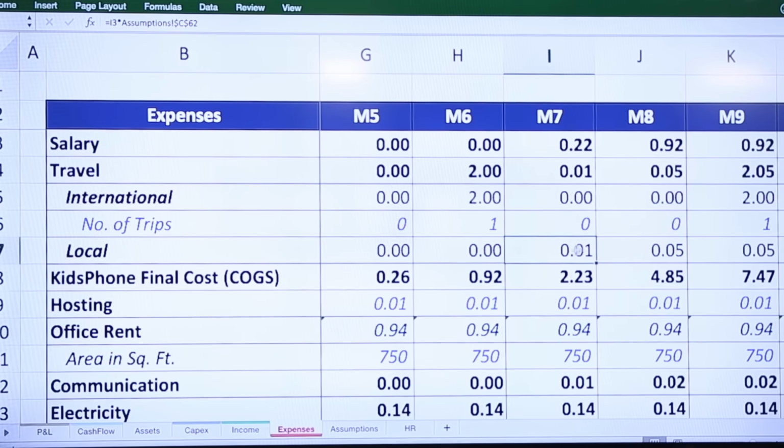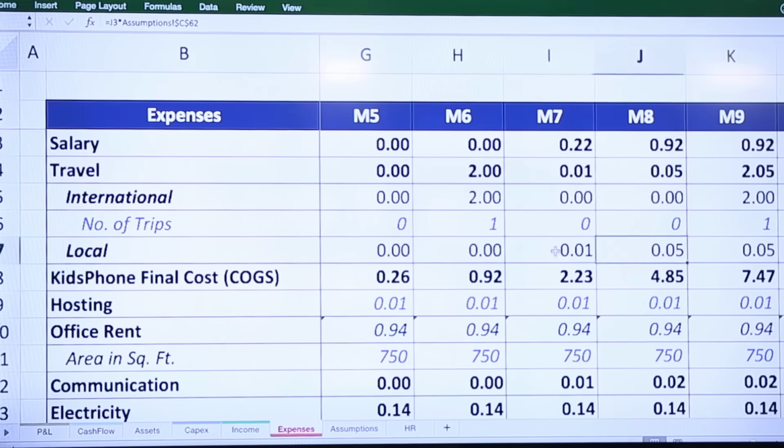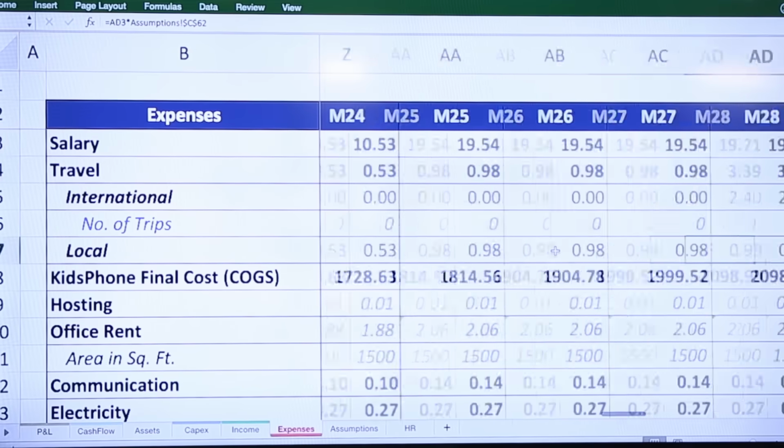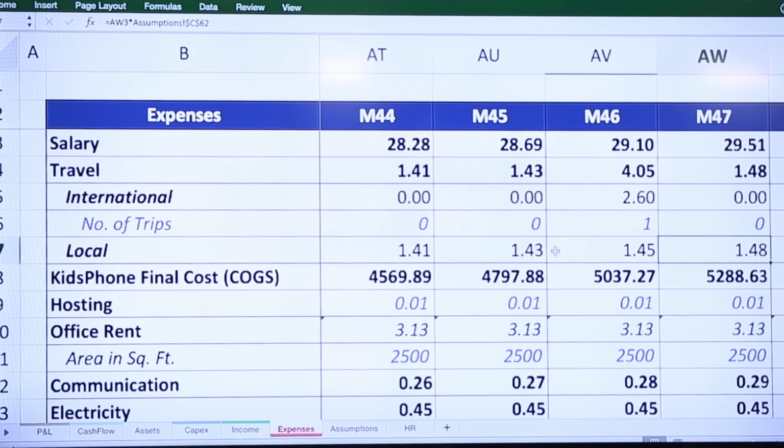Local travel. You remember what we had decided in the assumption sheet? 5% of the salary. Very good. So you see here, if you see the formula, a direct formula is applied: the 5% which was decided in the assumption sheet, multiplied by the salary. It comes to 1000 rupees. 5% of 22,000 is around 1000 rupees, right? And this goes on, and month on month my local travel cost goes up depending on the people I have. It is a direct relationship. The local travel is directly related to the number of people I'm going to have.